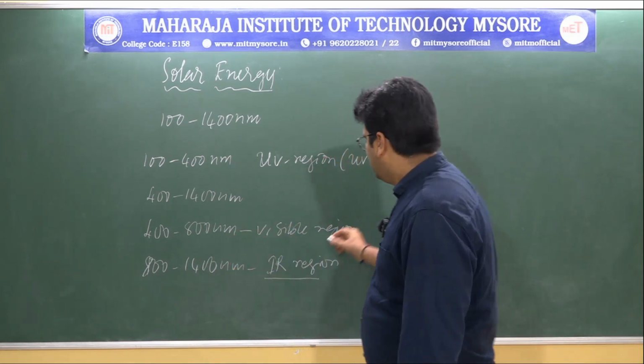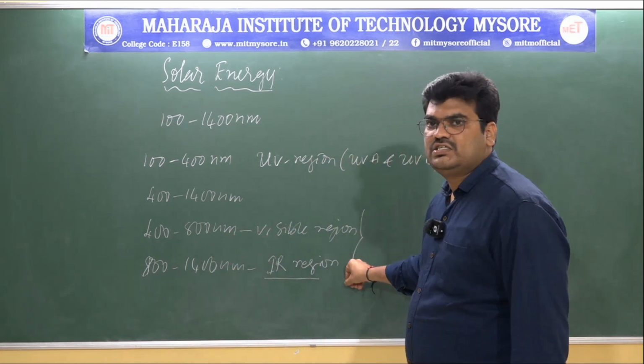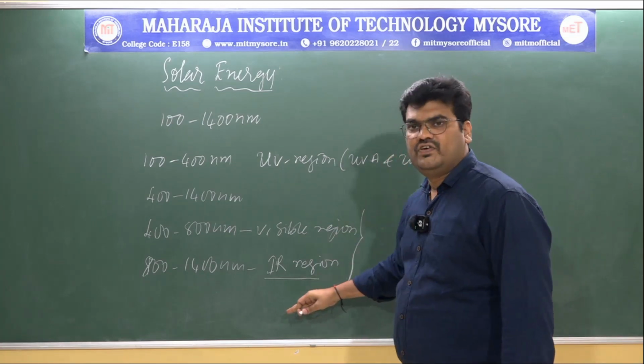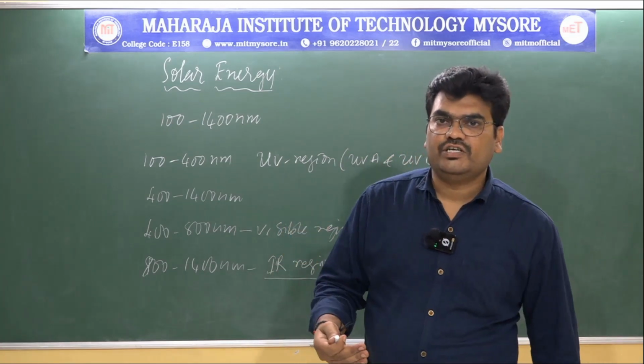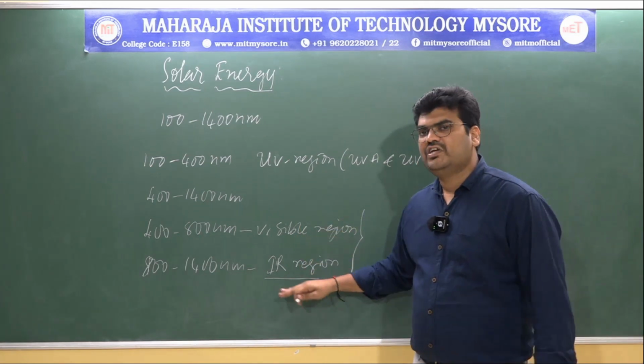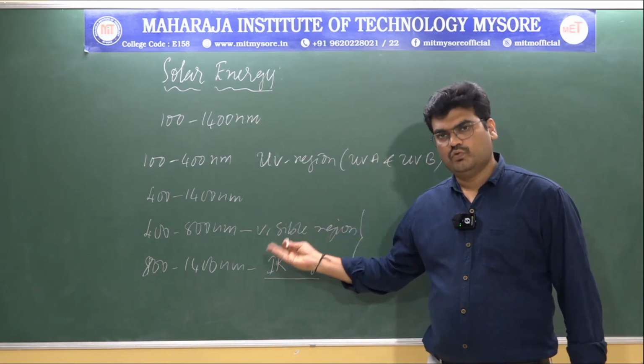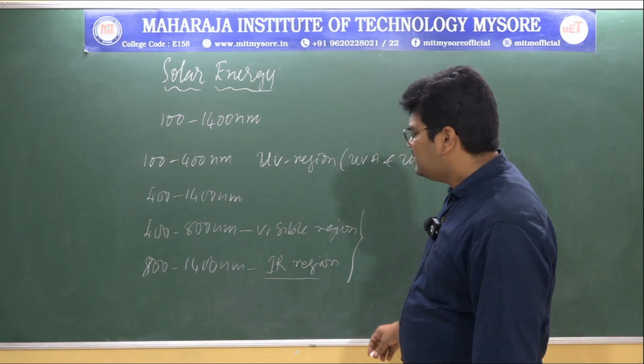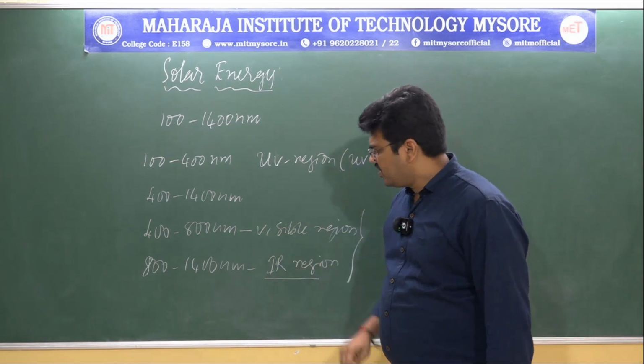So this heat and light radiation falls on the Earth's surface and is available to be converted into useful work. We can utilize this and convert it into useful work. So this is the introduction to solar energy.